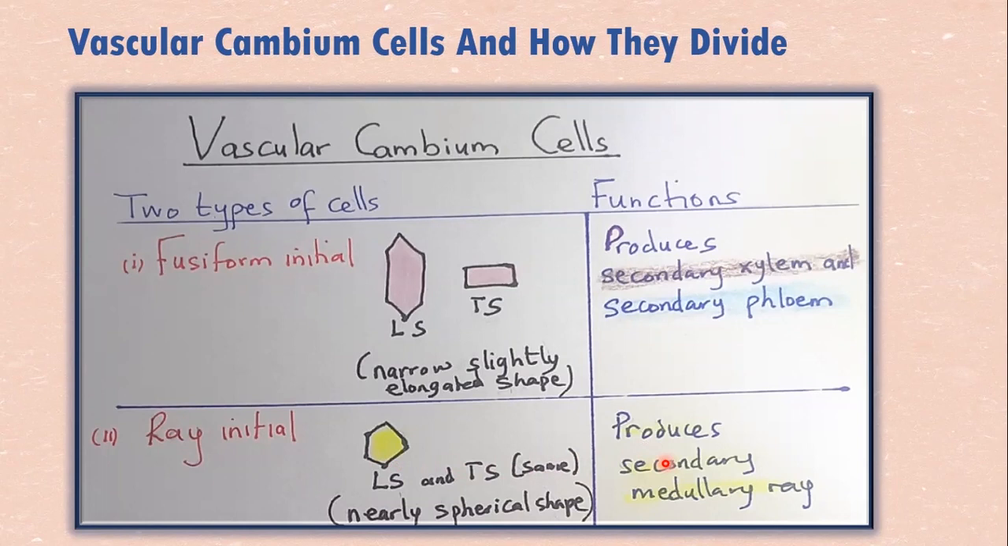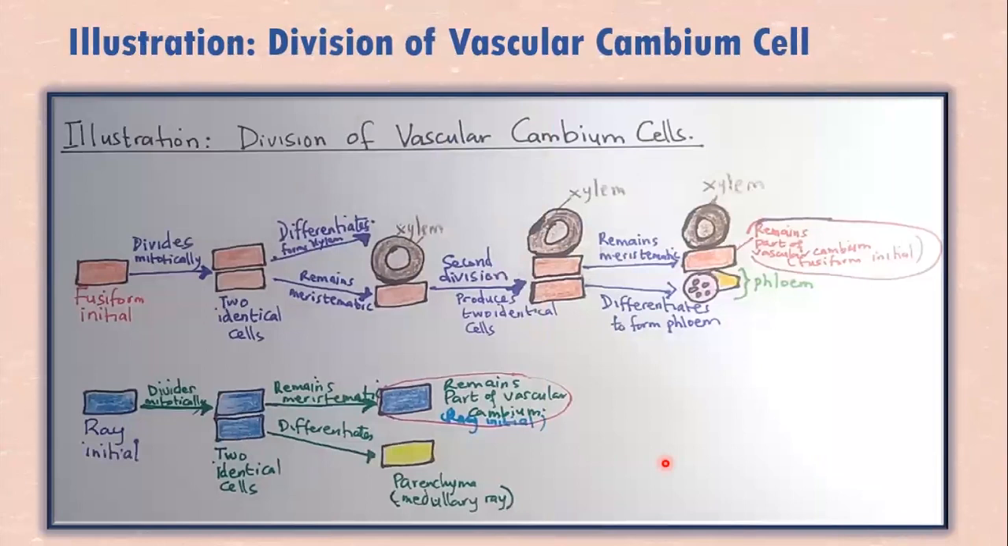But the structures that these cells produce are found in my lesson, the detail of it is found in my lesson on plant growth, primary and secondary growth. Please check. This is how the vascular cambial cells divide.